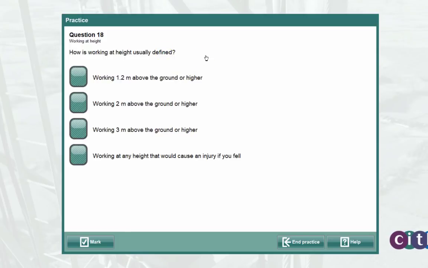How is working at height usually defined? Working 1.2 meters above the ground or higher. Working 2 meters above the ground or higher. Working 3 meters above the ground or higher. Working at any height that would cause an injury if you fell.